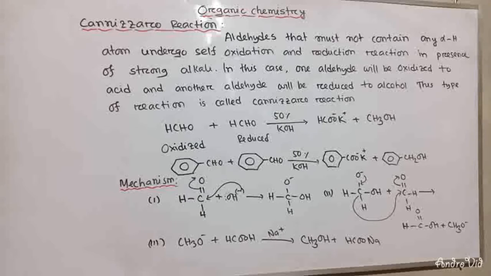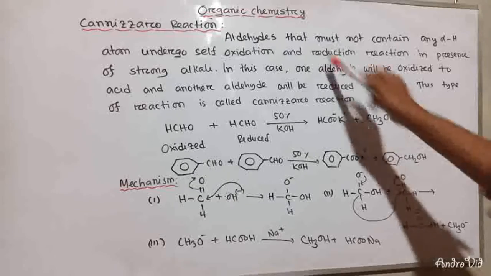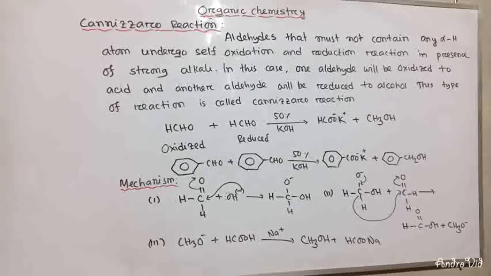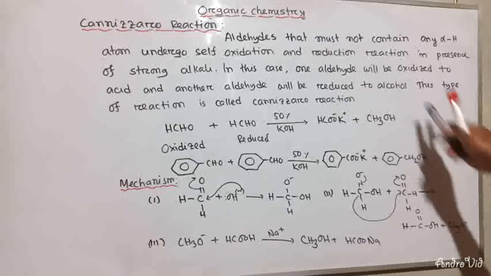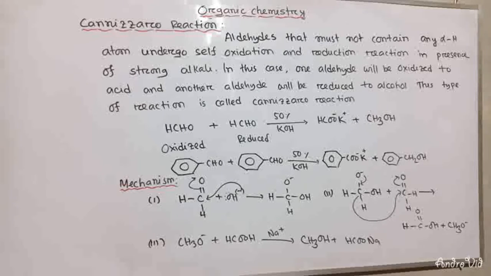Okay, so dear student, now about the Cannizzaro reaction. This is a very important reaction. This reaction can happen between two aldehydes, where these two aldehydes must not contain any alpha hydrogen atom. In the presence of a strong alkali, they can undergo self-oxidation and reduction to produce one acid or salt of acid, and an alcohol. This type of reaction is called the Cannizzaro reaction.